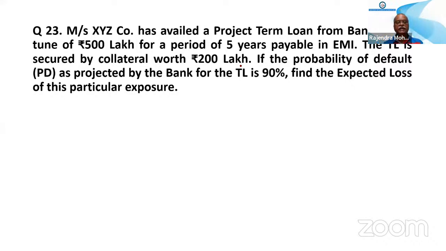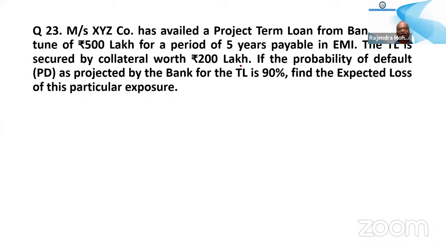Mixter XYZ company has availed a project term loan from the bank to the tune of 500 lakh for a period of 5 years, payable in EMI. The term loan is secured by collateral worth 200 lakh. If the probability of default as projected by the bank for the term loan is 90%, find the expected loss of this particular exposure. Here there is no LGD given, so you have to calculate that LGD. Exposure is given, PD is given, and your LGD is not given.